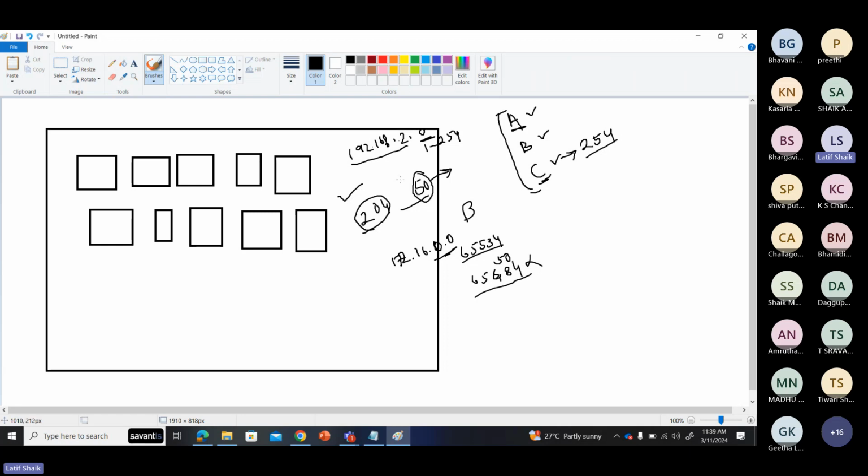See which one is more waste? This is better utilization. This is more waste. If you take class A, it is 16 million IP addresses in a single network, so you are wasting more IP addresses. The number of hosts in your network can increase in the future, and based on that, you can assign an IP address.